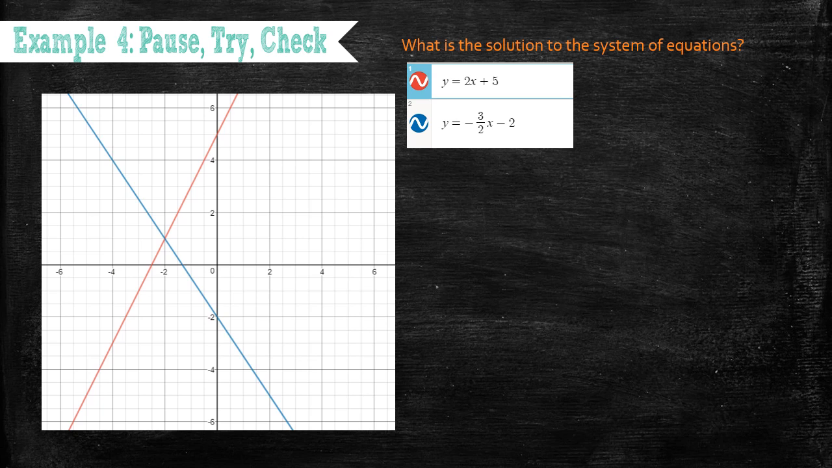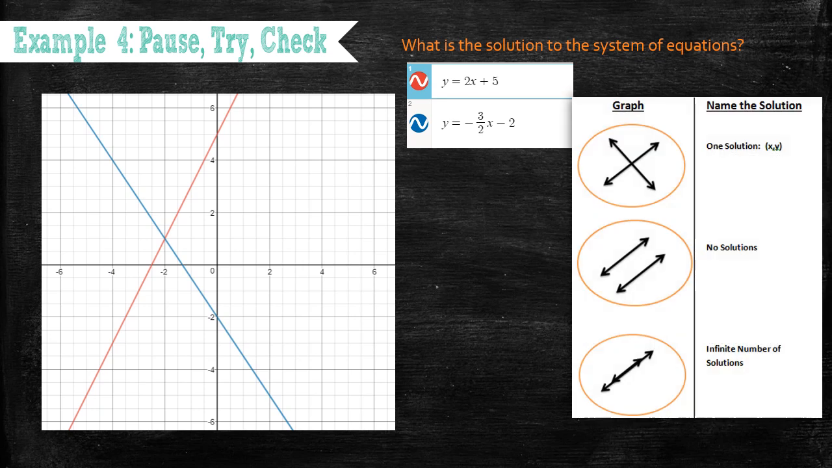Again, it asked me for the solution to the system of equations. I've already been given the graph. I do not have to graph it. I see here clearly that these two intersect one another. So we have that solution. Then I just have to go over and look to see where that solution is. So clearly here on the x-axis I went over 2 and then I'm going up 1. So my coordinate -2, 1 is the solution to this system of equations.